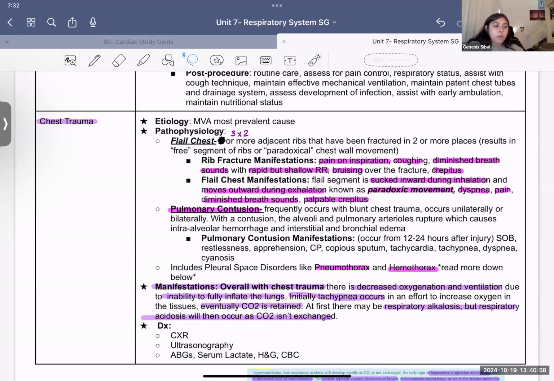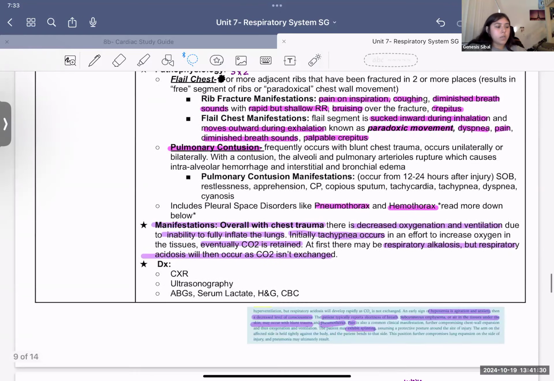So with rib fractures, the difference between flail chest and ribs is that you probably will not see, and you shouldn't see, paradoxical movement, because that doesn't mean that that's happening. That just means something happened with the rib. So your pain on inspiration still is going to happen. Coughing, diminished breath sounds, same thing. They can be rapid but shallow, which again makes sense because you're trying to breathe in as much as you can, but shallow because it hurts. Bruising over the fracture, and then you can still have crepitus as well. But definitely for flail chest, just know that you're having that paradoxical chest wall movement.